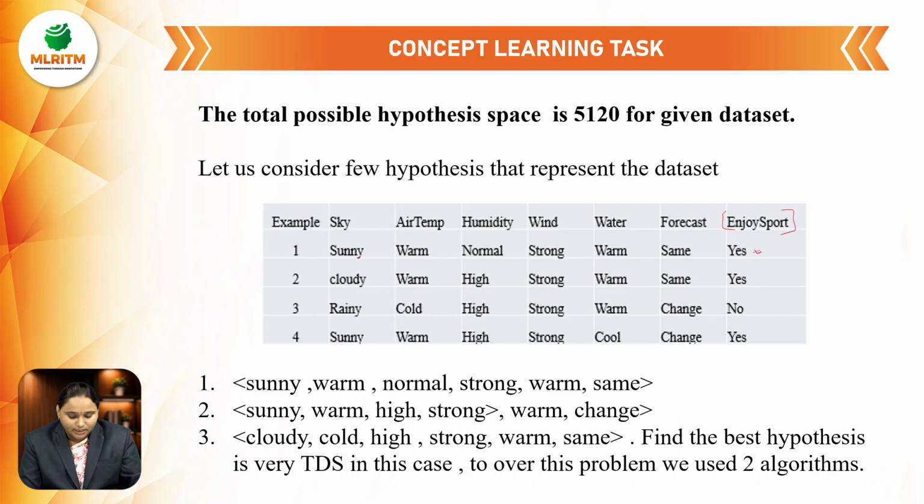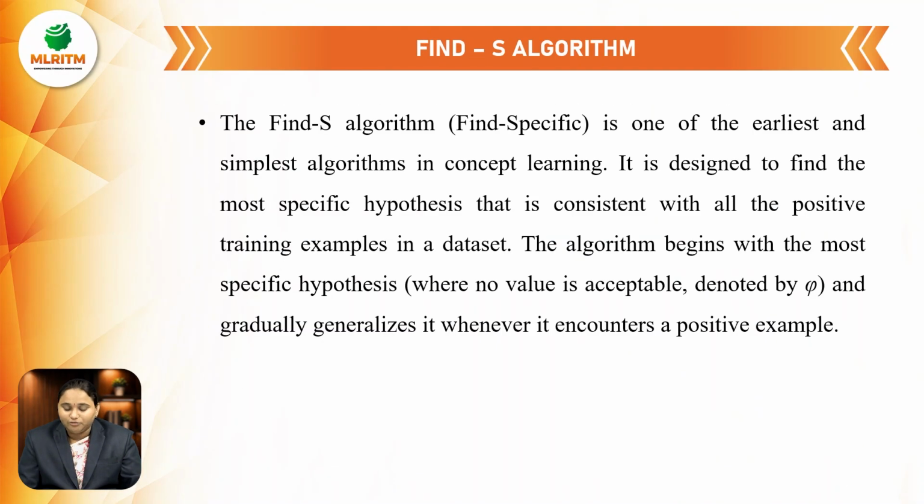The sky is sunny, air temp is warm, humidity is normal, wind is strong, water is warm, and the forecast is same. That is mentioned here. The question is, they have mentioned some hypotheses, and finding the best hypothesis is very tedious in this case. To overcome this problem, we use two algorithms. What are the algorithms?